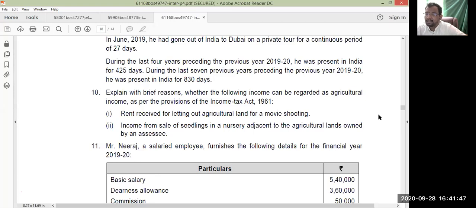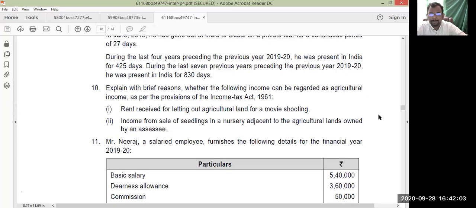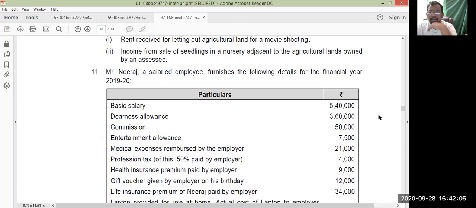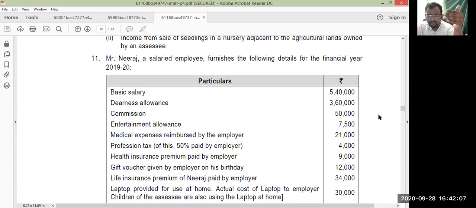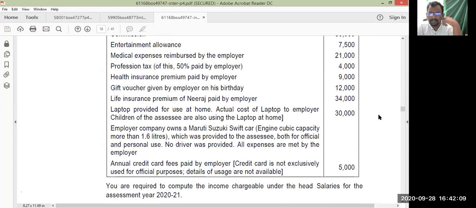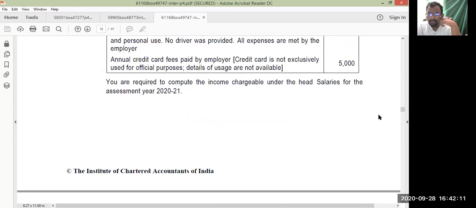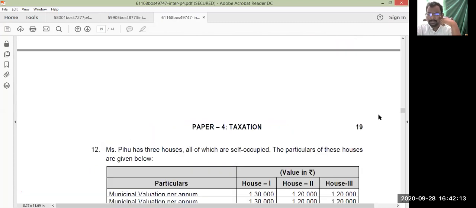This is in line with the judgment given in Soundarya Nursery versus CIT. In that case, the judgment held that any income arising out of seedlings and saplings grown in a nursery should be treated as agricultural income. Mr. Neeraj, a salaried employee: all these provisions are regarding income from salaries, which you all know. If there is any amendment relating to this, I'll discuss it.